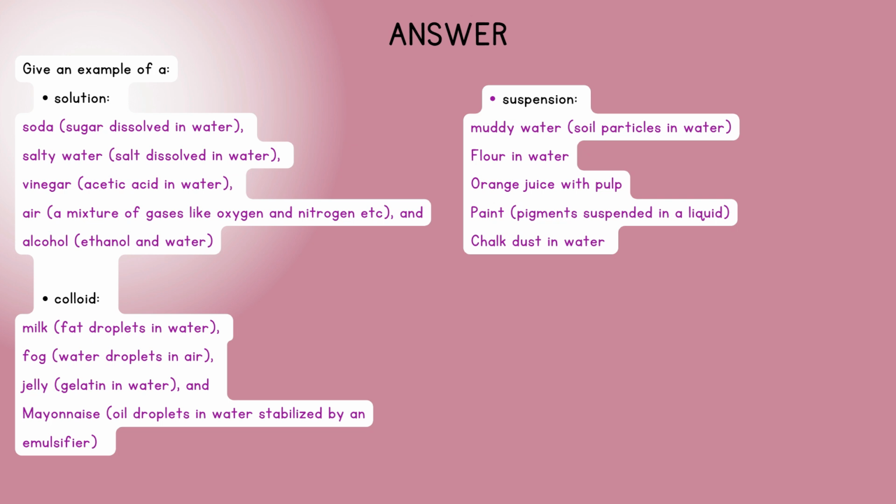Examples of colloids would include milk, fog, jelly, and mayonnaise. Examples of suspension would include muddy water, flowing water, orange juice with pulp, paint, and chalk dust in water.